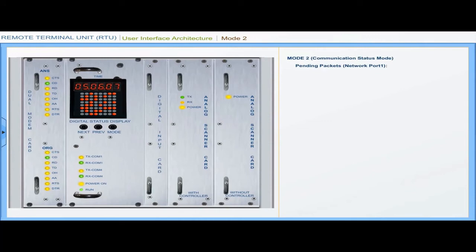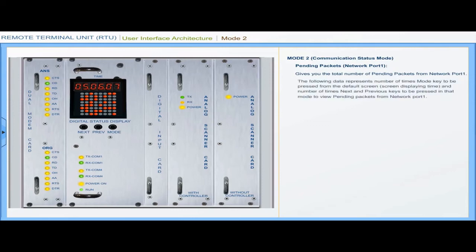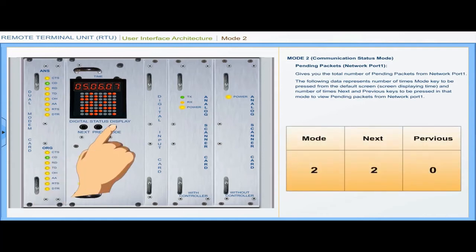Pending Packets, Network Port 1. Gives you the total number of pending packets from Network Port 1. The following data represents number of times mode key to be pressed from the default screen, that is screen displaying time, and number of times next and previous keys to be pressed in that mode to view pending packets from Network Port 1. Mode 2. Next 2. Previous 0. Display on 7 segments look like.